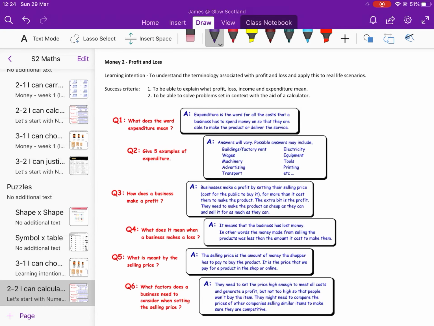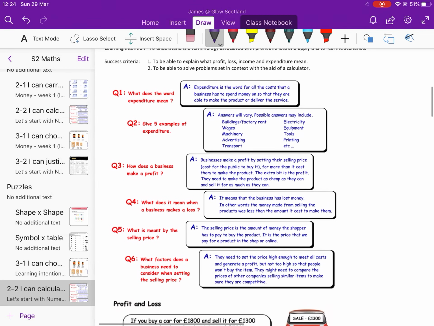So first sort of section here is just sort of going over a few things to try and help us set up for the lesson. So question 1 says, what does the word expenditure mean? So answers there. Expenditure is the word for all the costs that a business has to spend money on so that they're able to make the product or deliver the service. So anything that a business would spend money on is expenditure.